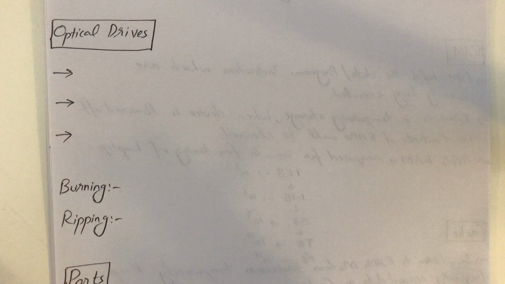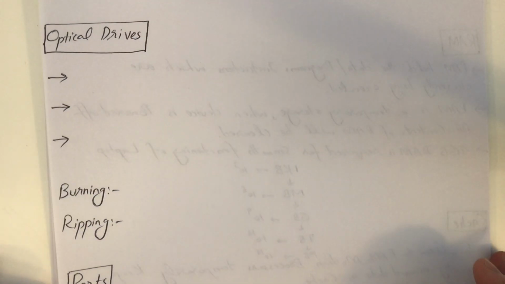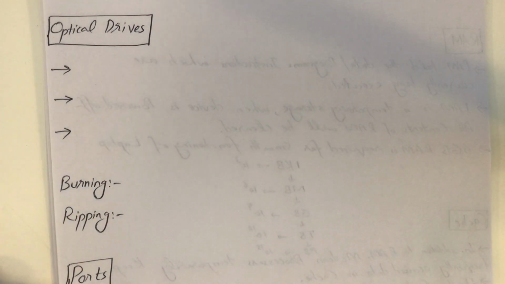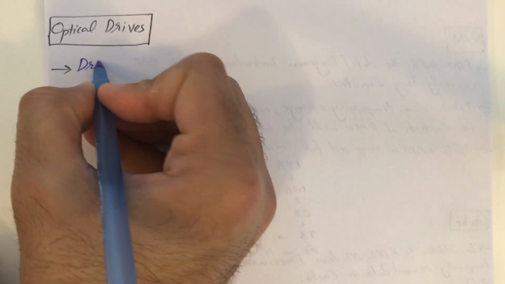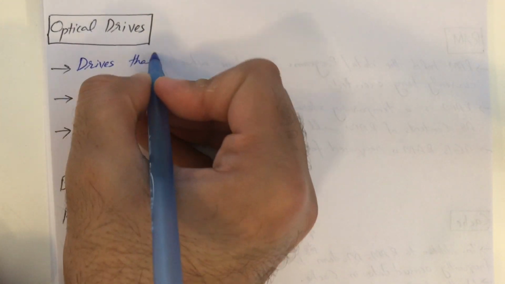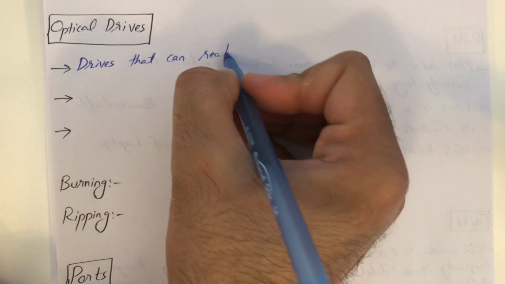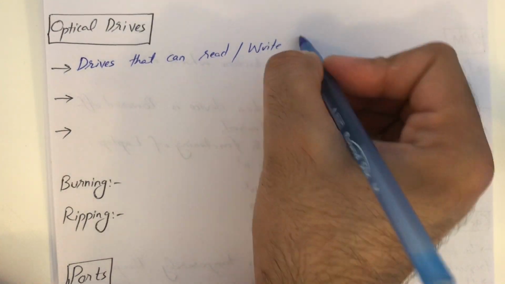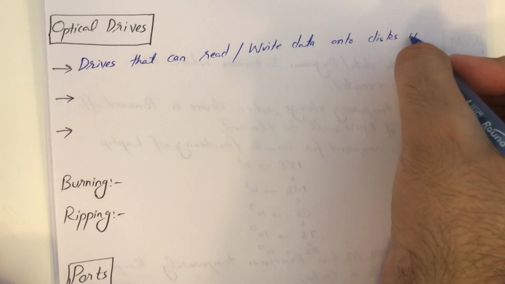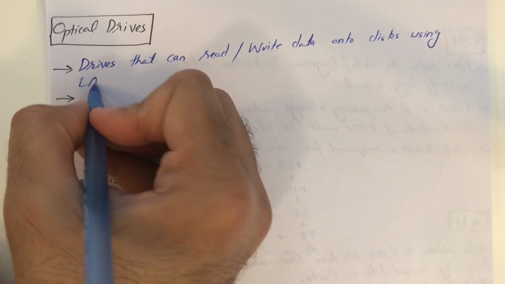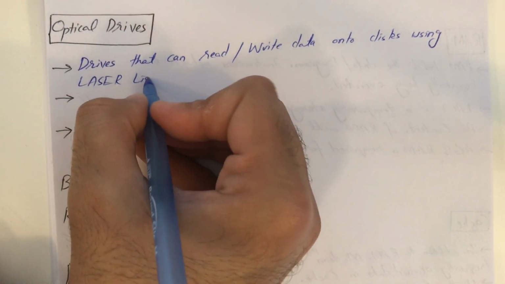The next is the optical drives. Optical drives are basically the slots where we insert DVDs or CDs to write or to watch. If you want to watch a DVD or CD, we need to insert it in the optical drive, and they use laser light to read and write the data onto the disk.